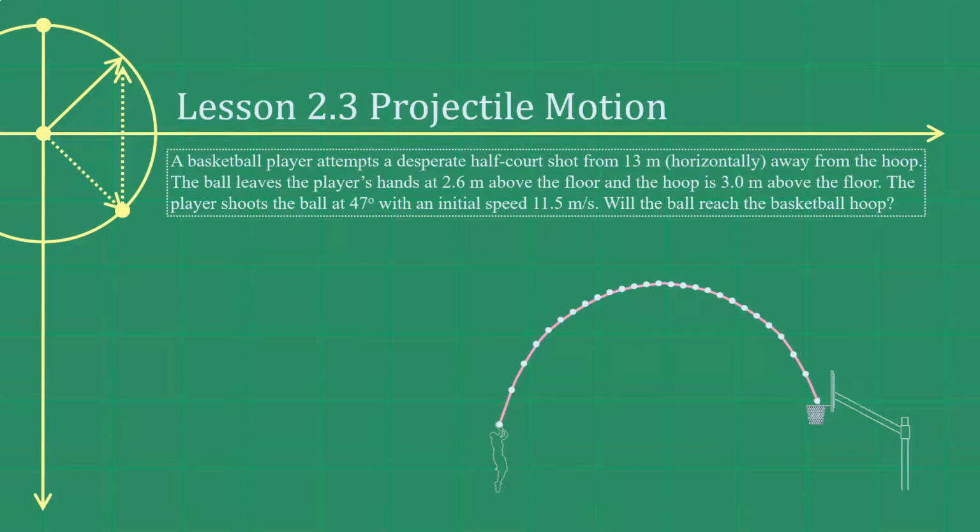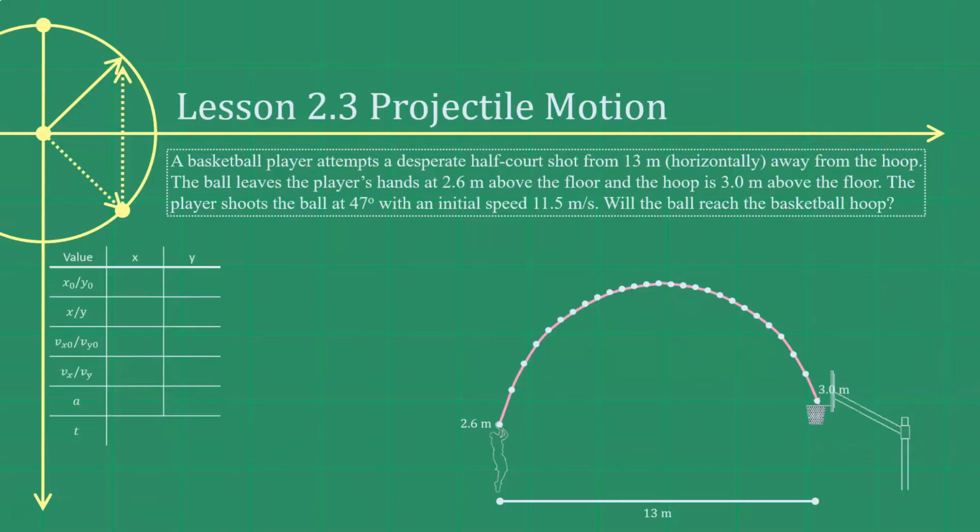Okay, so this isn't a position-time graph. This is a position graph. I'm showing my Y positions and my X positions. I'm going to draw it so that the ball goes 13 meters. The ball starts from 2.6 meters above the floor and it ends at 3 meters above the floor. And this is going to be the setup for my problem.